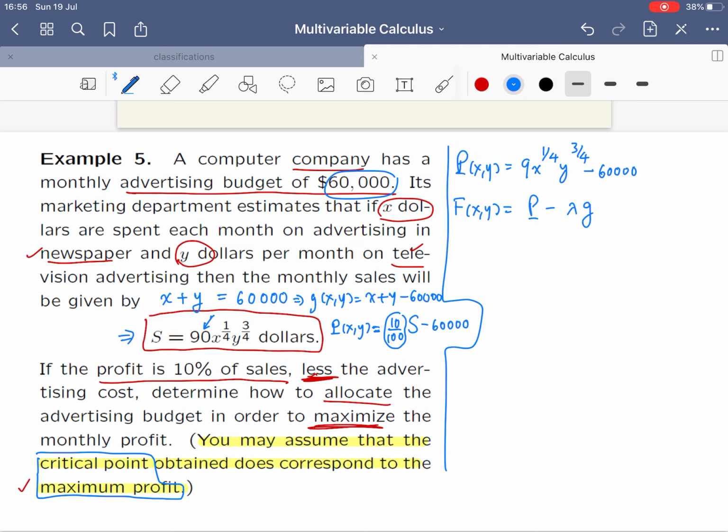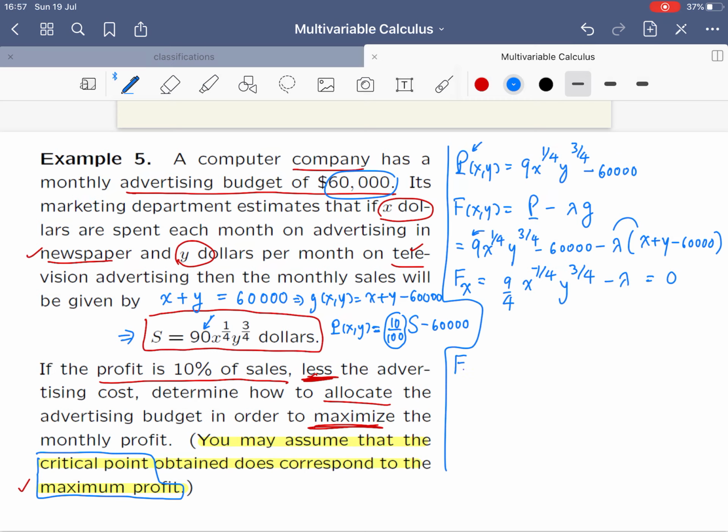To use the Lagrange multiplier, we are going to construct the capital F, where small f is the profit function. So you have the profit, these two terms, minus lambda of your g. And then first of all, you need to find f sub x. So f sub x is 9 over 4 x raised to the power 1 over 4 y raised to the power 3 over 4, minus lambda, equals 0. How about your f sub y?